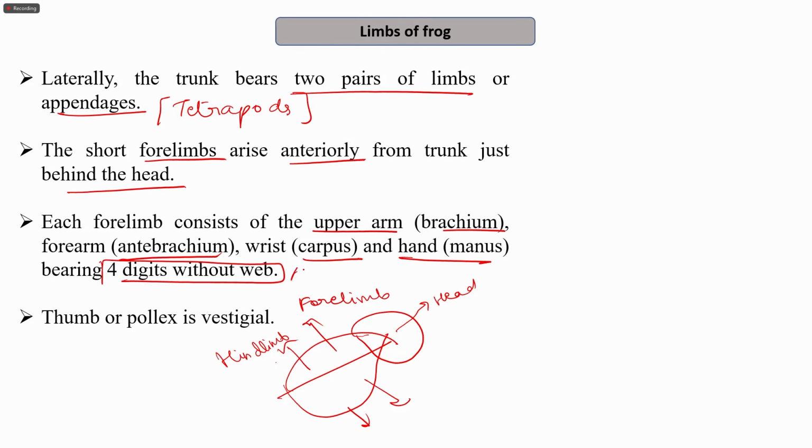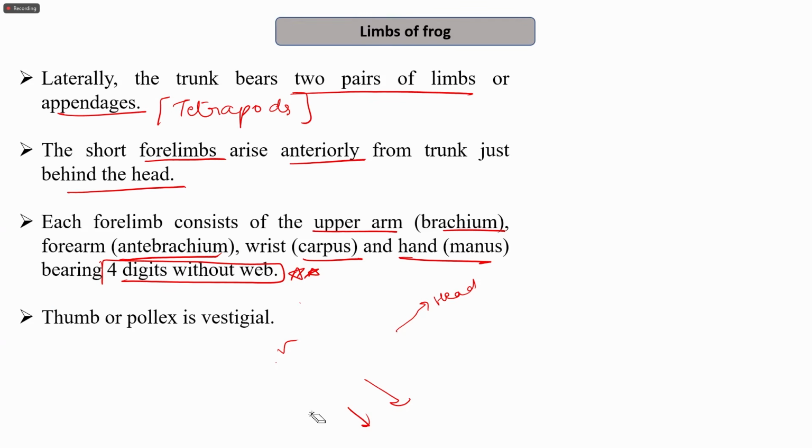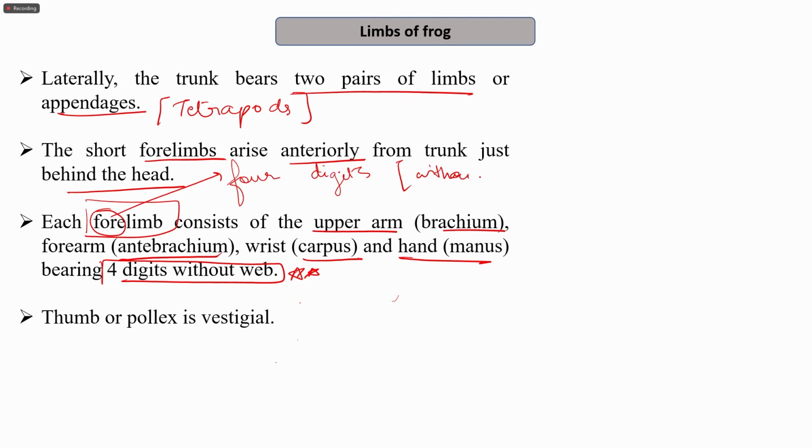This is important. Why is this important? Because this is the difference between the forelimb and hind limbs. In the forelimb of the frog, it will be easy to remember if you remember it by the name. There is a difference in the number of digits between the forelimb and the hind limb. The forelimbs have 4 digits and it is without web. So no web-like structure is present. So it is 4 digits.